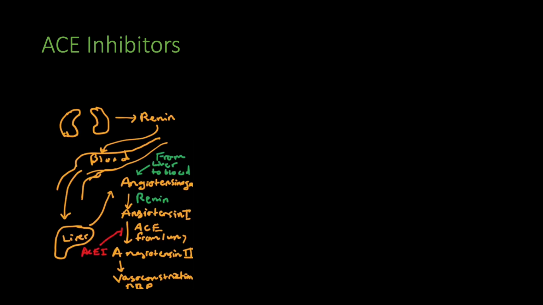Now, ACE is the enzyme that comes from the lungs. The lungs produce ACE, which is the angiotensin converting enzyme. And that converts the angiotensin 1 to angiotensin 2. And angiotensin 2 is where it actually increases the systemic vascular resistance, and then raises the blood pressure.